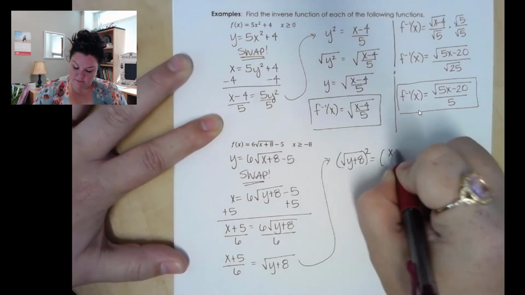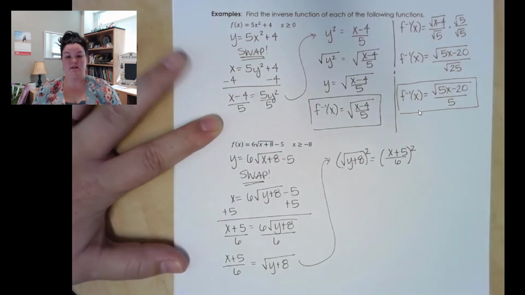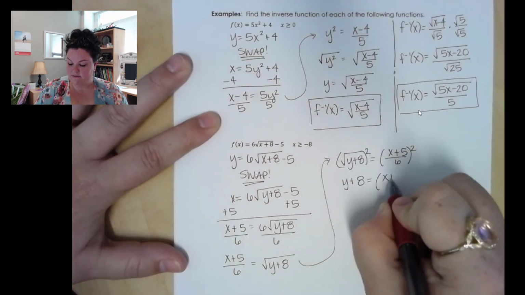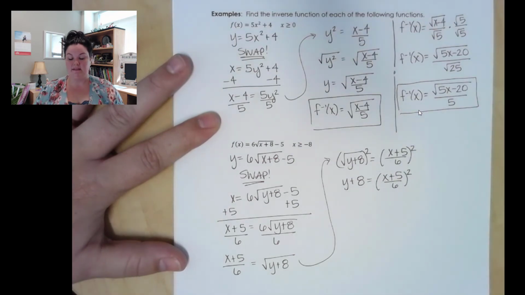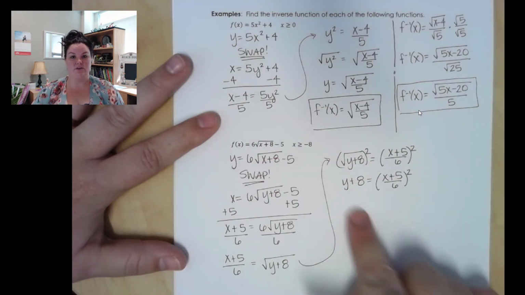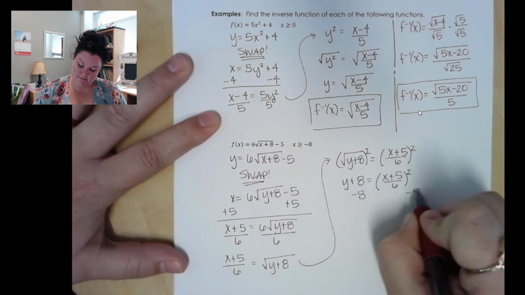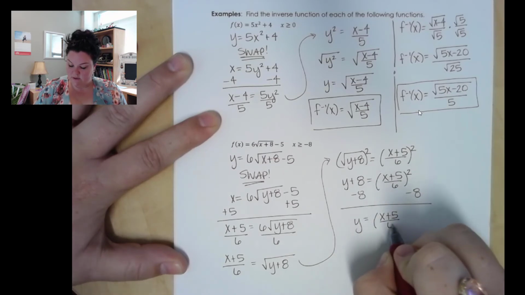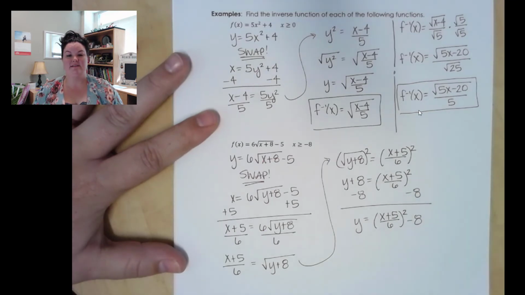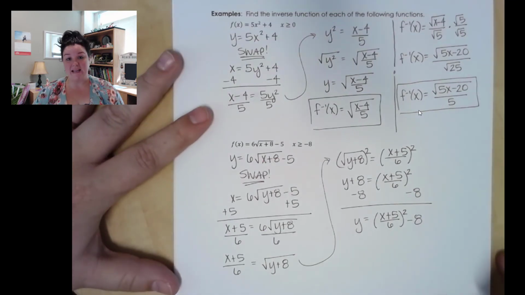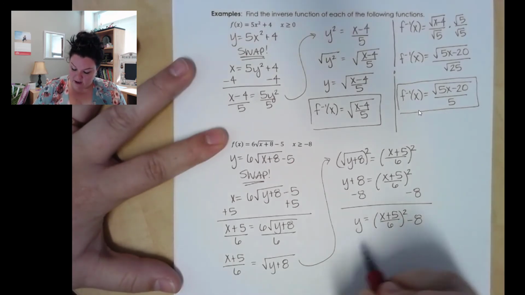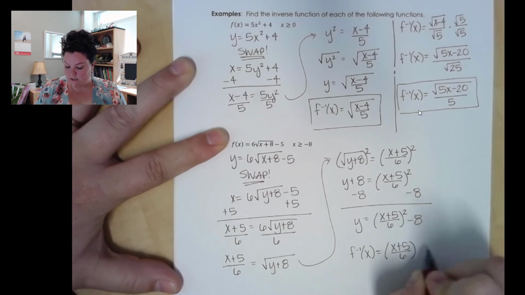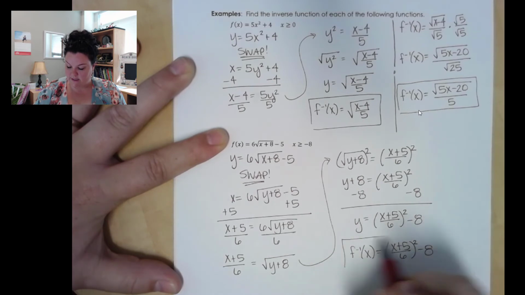If I square that side of my equation, I have to square the other side of my equation. So now I have y plus 8 is equal to the quantity x plus 5 over 6 squared. And then the last thing I have to do is move my 8 to the other side, so I subtract 8. I end up with y is equal to the quantity x plus 5 over 6 squared minus 8. Then the last step is to put it back into function notation. So y is now my inverse function, which is equal to the quantity x plus 5 over 6 squared minus 8. And we're just going to leave it like that.